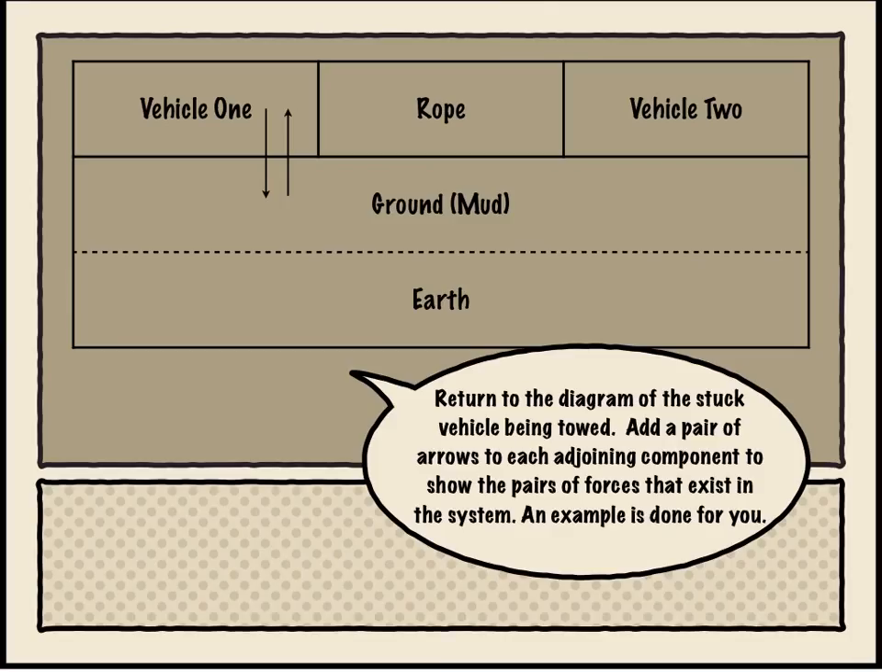Return to the diagram of the stuck vehicle being towed. Add a pair of arrows to each adjoining component to show the pairs of forces that exist in the system. An example is done for you.